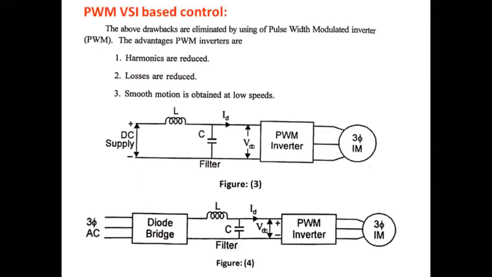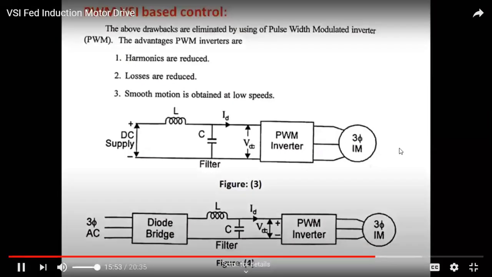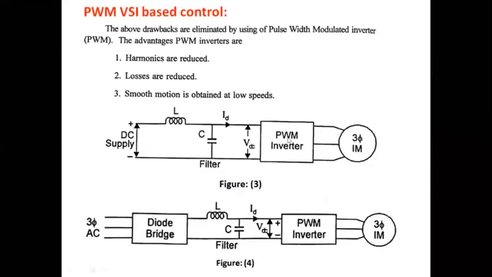But by using this pulse width modulated inverter, we have some advantages. These are the disadvantages for 6-step inverter. The 6-step inverter has some disadvantages: it produces more losses, and it also introduces harmonics like the 5th, 7th, 11th and 15th harmonics. All these harmonics are reduced by operating the VSI in PWM inverter mode.